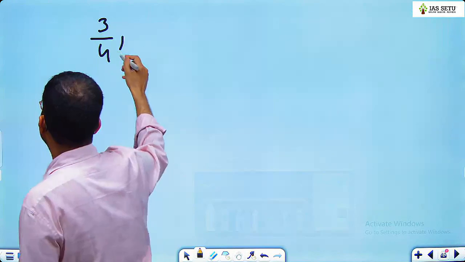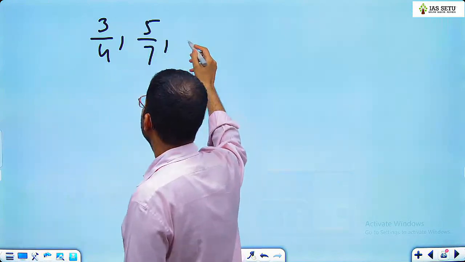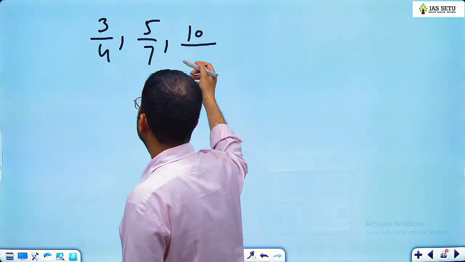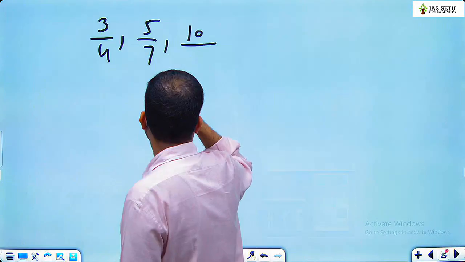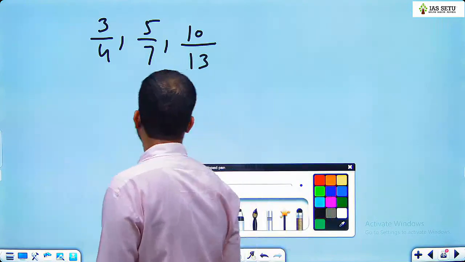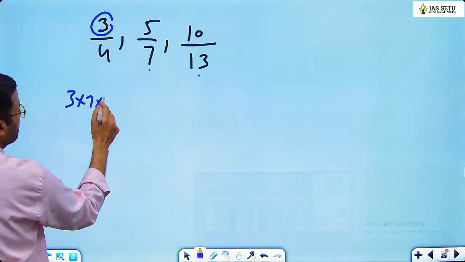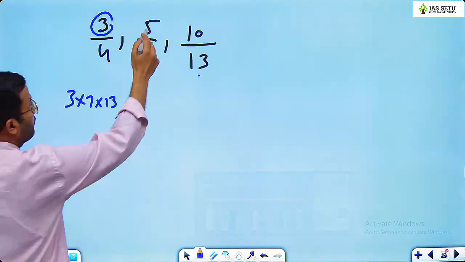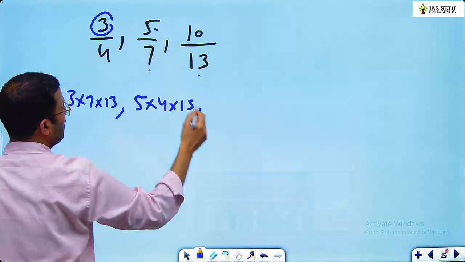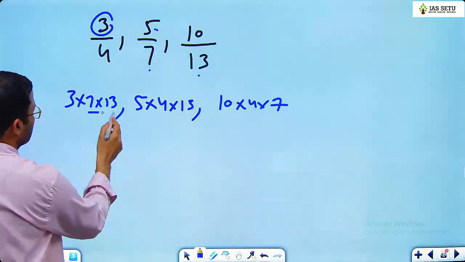3 by 4, 5 by 7, 10 by 13. Okay. So what we do, we multiply 3 with 7 and 13. 3 into 7 into 13. Here we multiply this 5 with the remaining denominators, 5 into 4 into 13. This 10 is multiplied with 4 into 7. So this is 91 into 3.